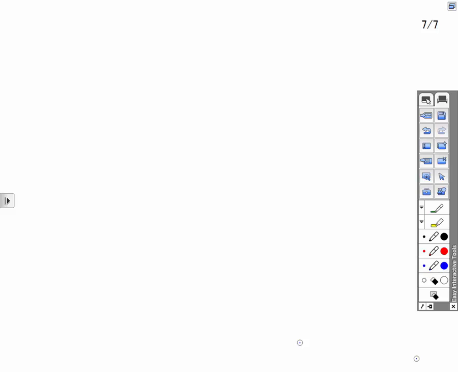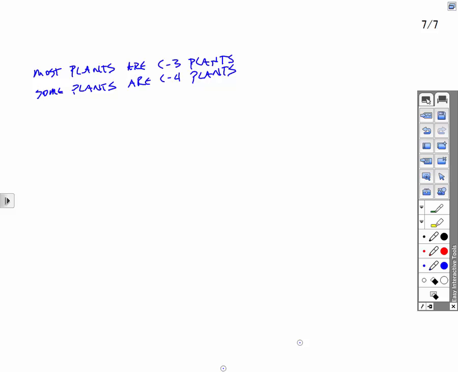All right. Anyway, now that's a C3 plant. Most plants are C3 plants. Some plants are what they call C4 plants. And the C4 plants grow like crazy. Grow fast. There's not a huge difference between a C3 plant and a C4 plant. In fact, they're very, very similar, except one little minor change.